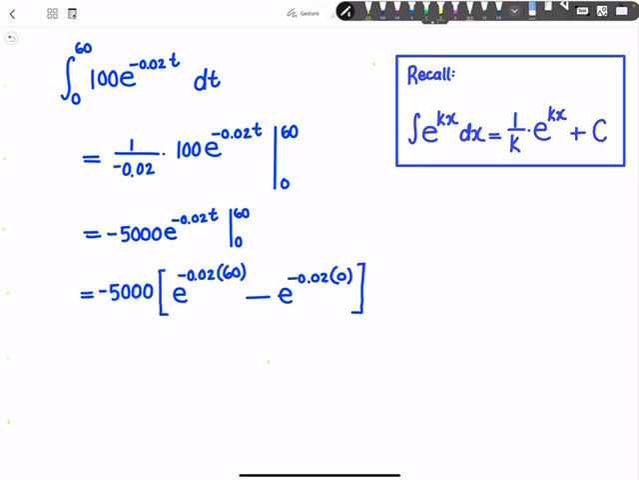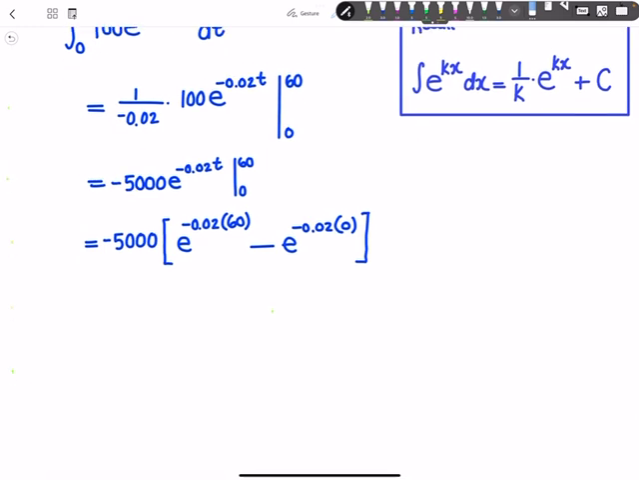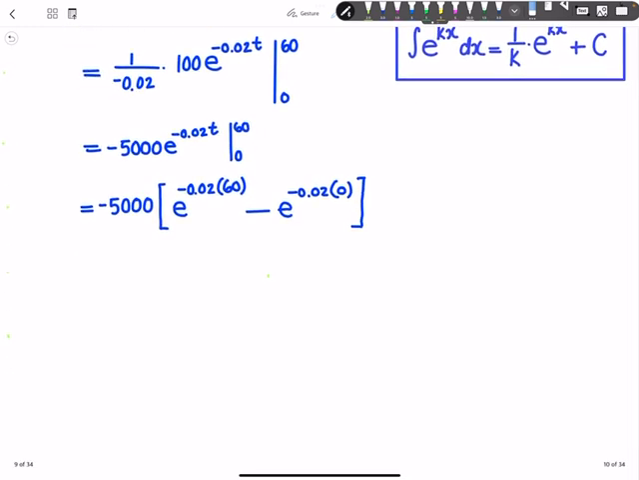And now we can use the fundamental theorem of calculus. Let's plug in top minus plug in bottom. Again, note that I leave any coefficients that are not necessarily part of the evaluation just on the inside because it makes my calculation a little bit easier. All right, so when I evaluate this, I get negative 5,000 times e to the negative 1.2 minus, of course, e to the power 0 is just 1.